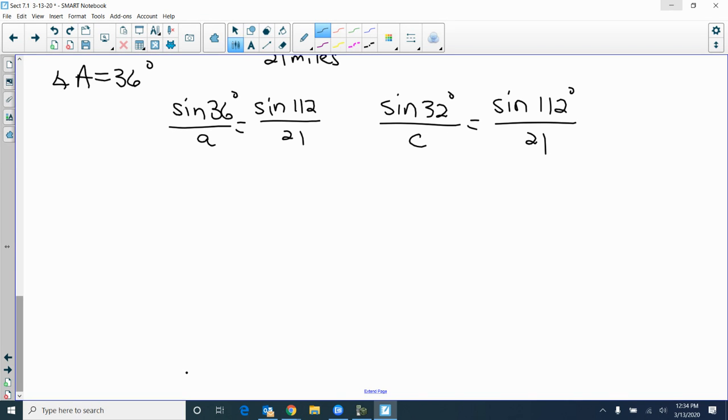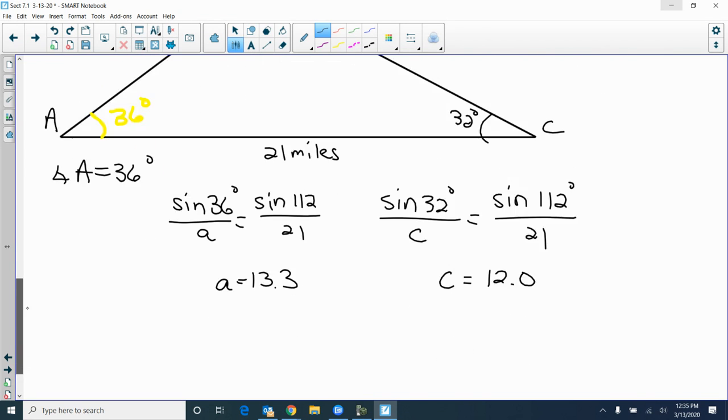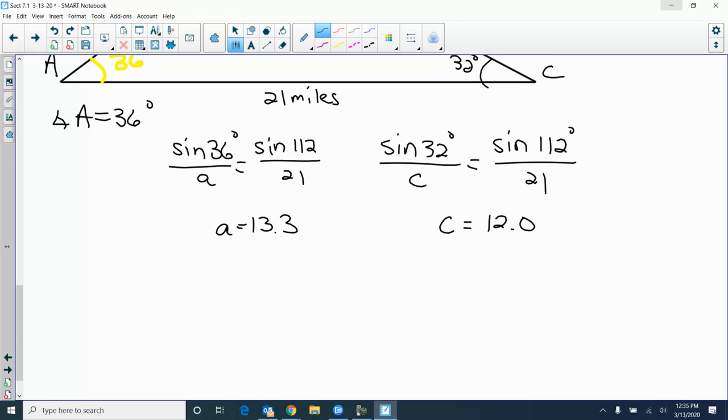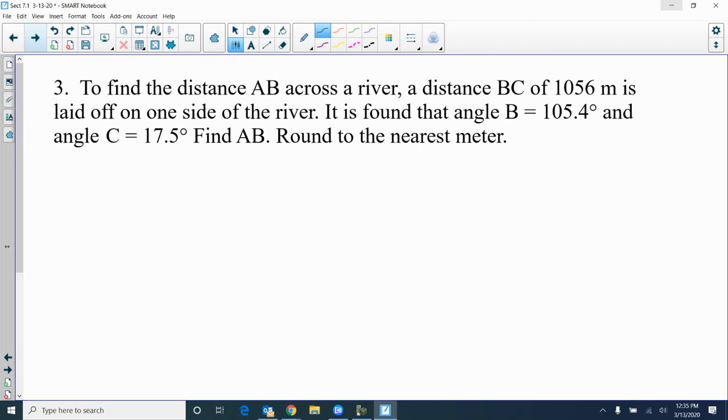Should be. A is 13.3. Joe, what do you got for C? 12.0. 12 flat. You should put the point out because it does tell us it's not exactly 12 and it did round off. A lot of times people will just put 12. I think that's a little bit misleading because it does not come out to exactly 12. It's 12.0. All right, that is A and C for those.